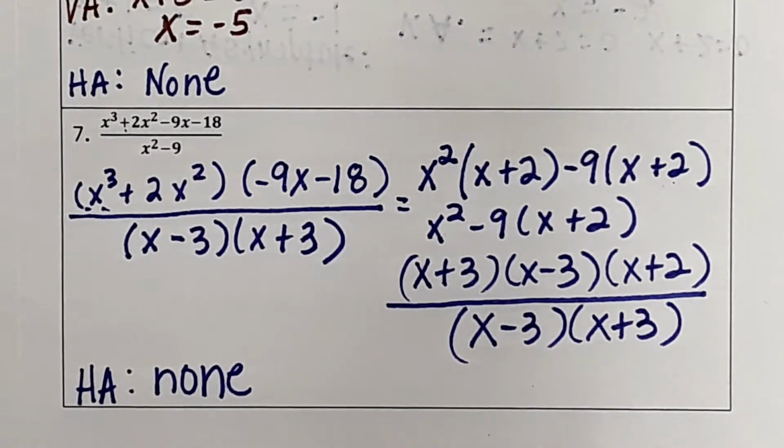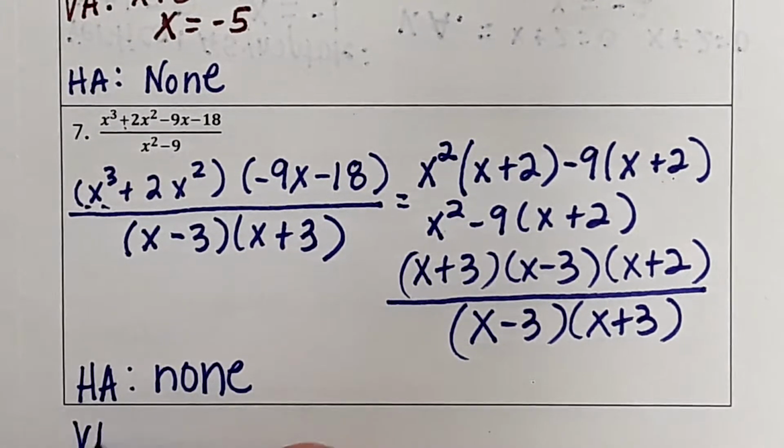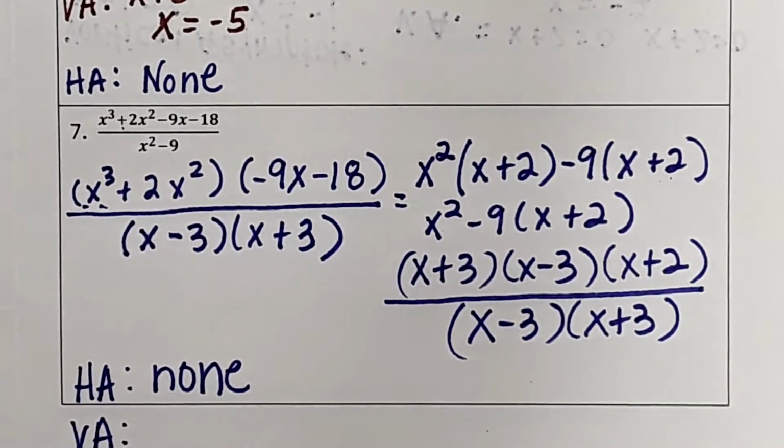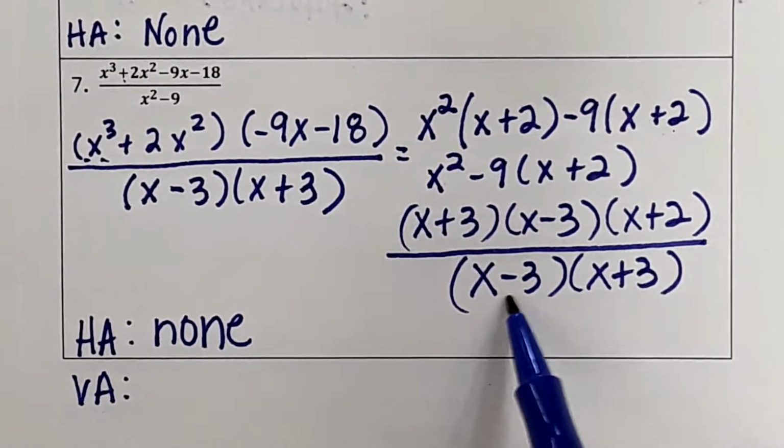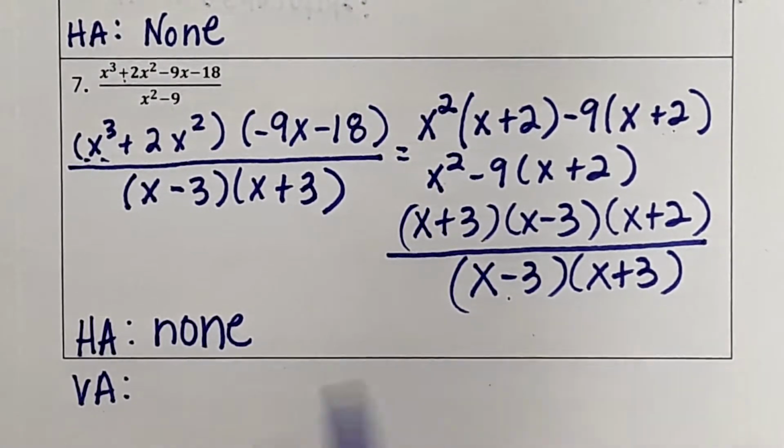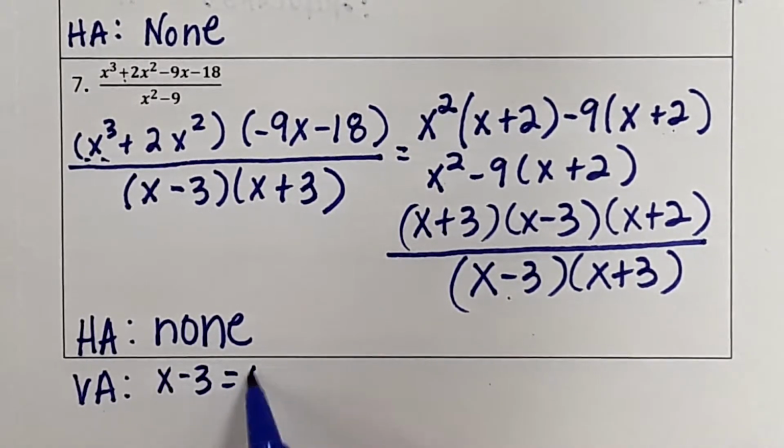Now before we can start canceling out, we need to find our vertical asymptotes, okay? Remember, before you cancel anything out, before you find those obliques or anything like that, you need to make sure you find your vertical asymptotes. Okay, so how many vertical asymptotes am I going to have for this problem? 2, because I have two things in the denominator. So I'm going to have x minus 3 equals 0, which is x equals 3. I'm going to have x plus 3 equals 0, which means x equals negative 3.